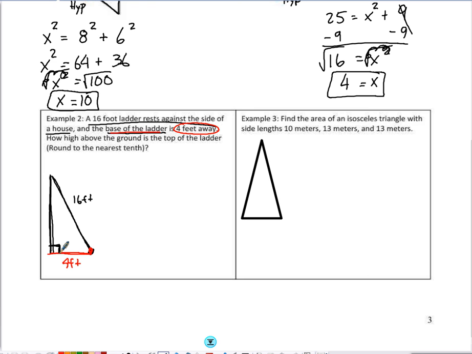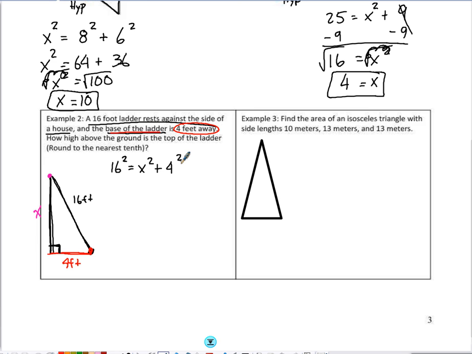How high above the ground is the top of the ladder? So we're now asked to find how high from the top of the ladder to the ground, how tall is the ladder standing right now. So using our Pythagorean Theorem, we're going to find the hypotenuse, which is opposite of the right angle, so that's 16 squared is equal to leg squared plus leg squared. So here I'm going to take x squared plus 4 squared.